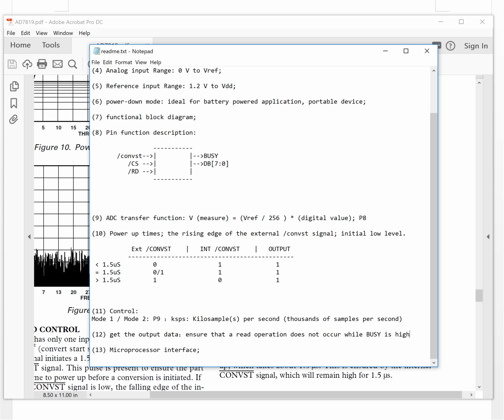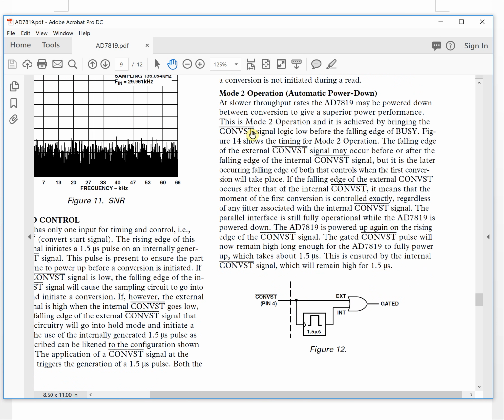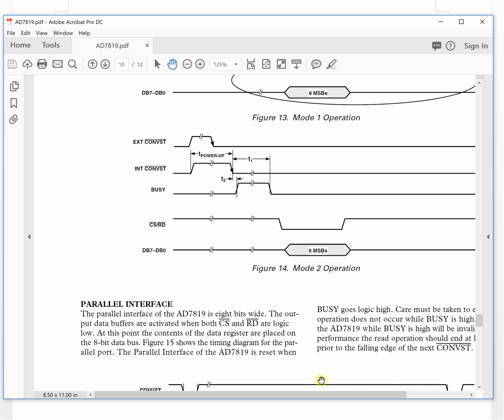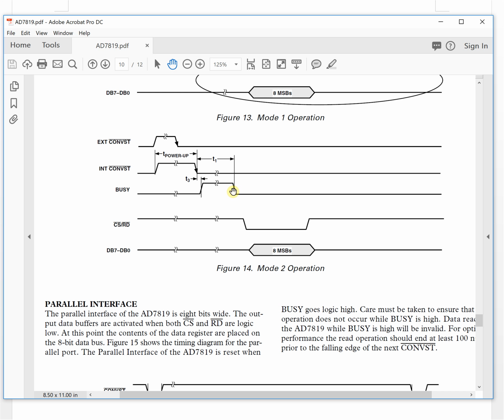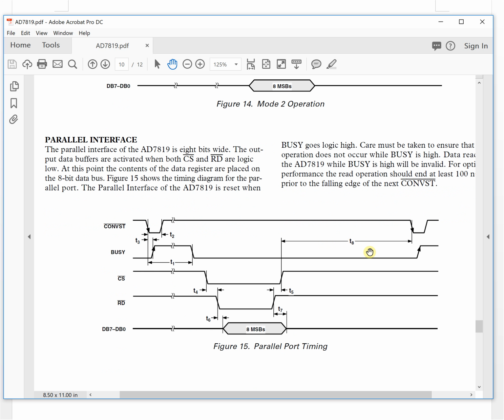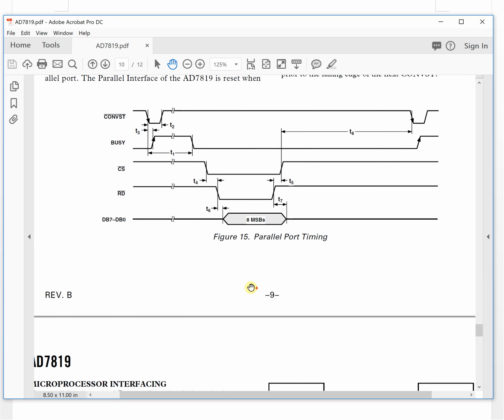So the next thing is how to get the output data. We have two modes to control the chip. So how do we fetch the data out? After the busy falling edge, we need to control CS and read as low, and then begin to read the data. There is a required timing to control. So this is the portable timing. In the future Verilog coding, we will address this in detail in the virtual devices programming. This timing is very important.